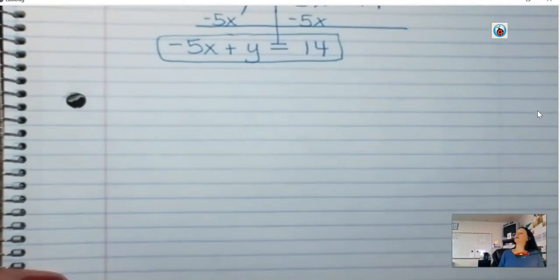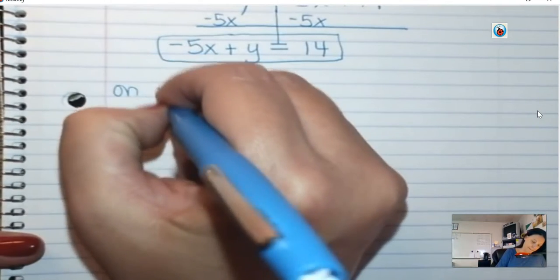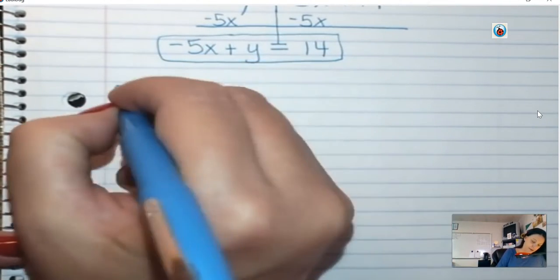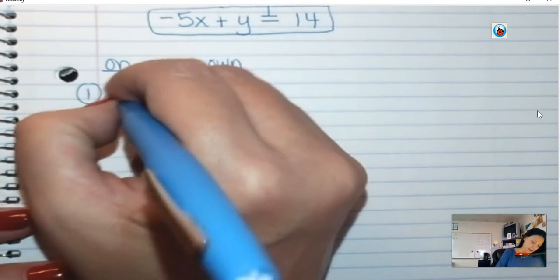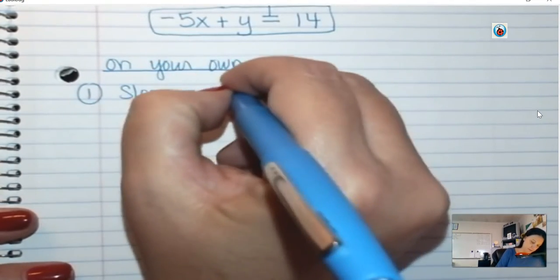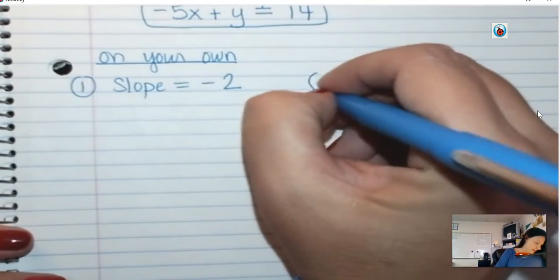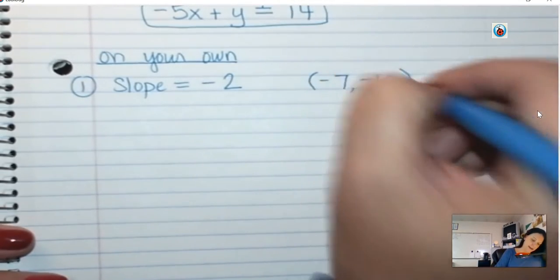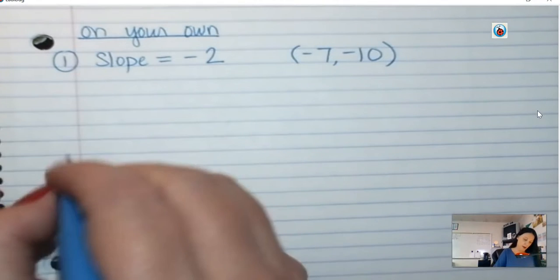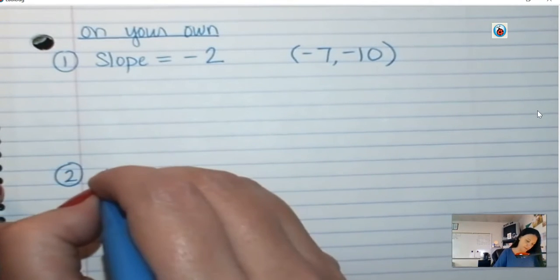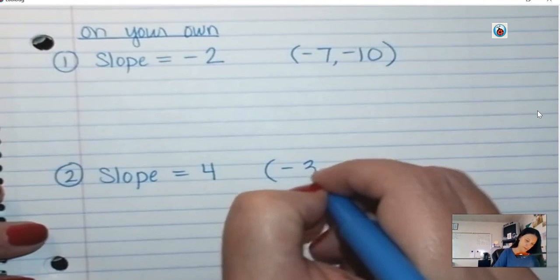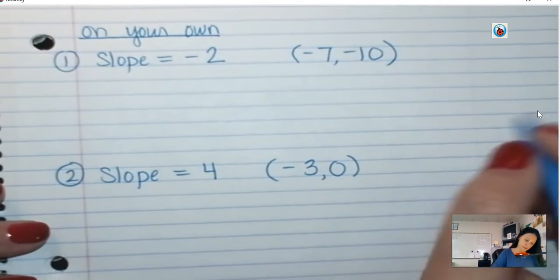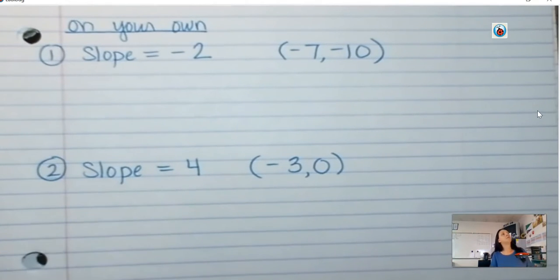Okay, now you're going to work on some with your group. So if somebody near you is stuck, please help them out. Okay, the slope is negative 2. And negative 7, negative 10 is on the line. Go ahead and do that one, and then there'll be a second one up here for you when you're done. Okay, put those into standard form.